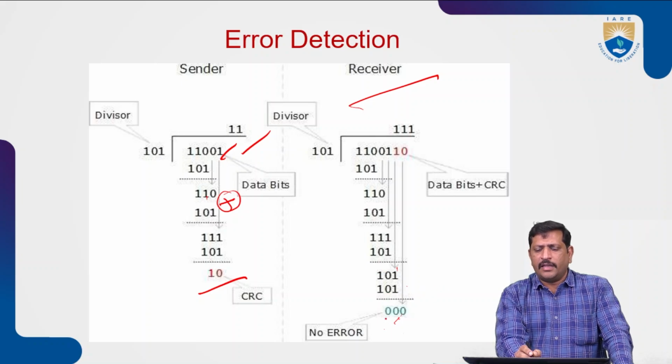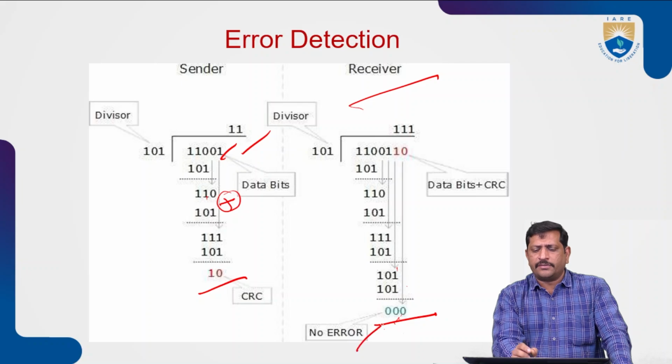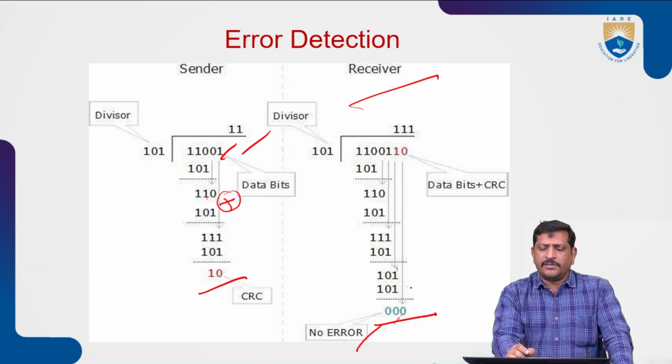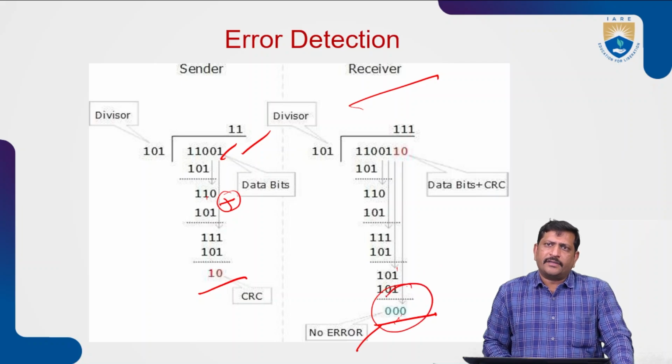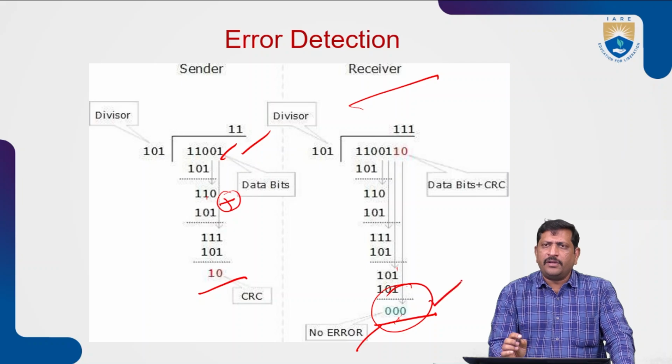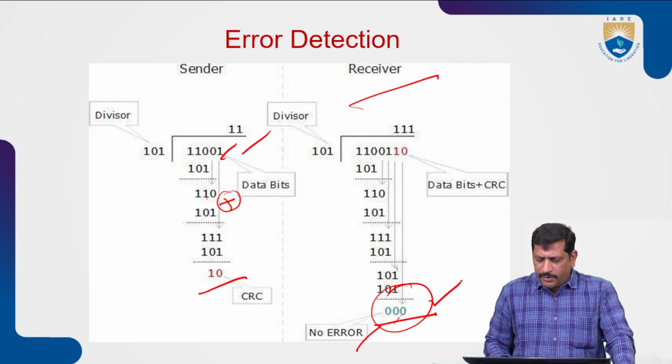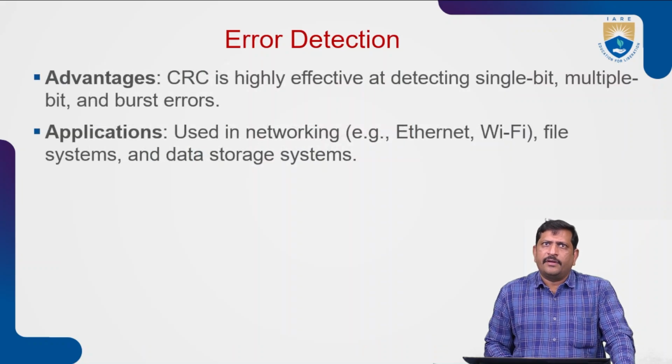That means the remainder is 0 0 0, no errors. No errors in the data bits and the CRC. That means the receiver will detect that whatever data is received has no errors. Like this, errors can be detected.